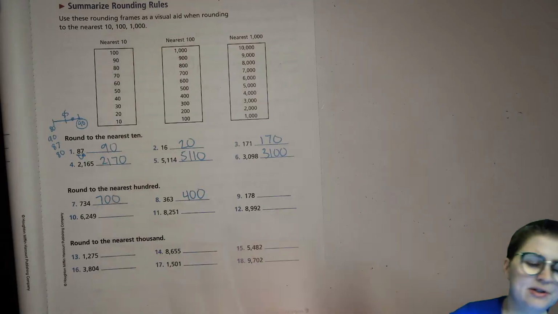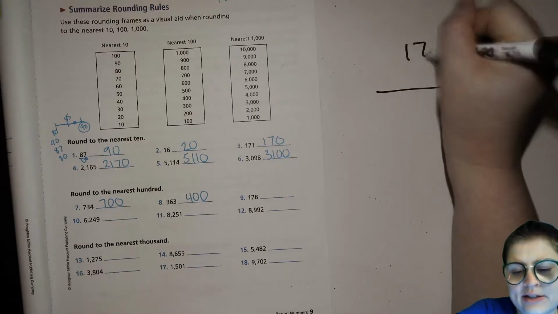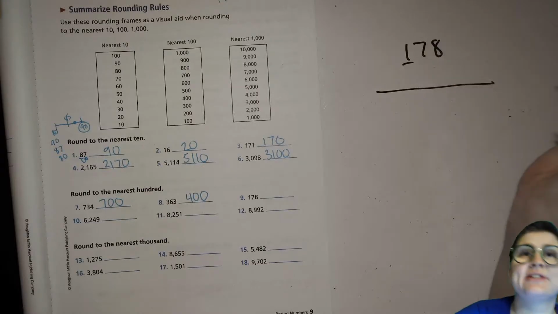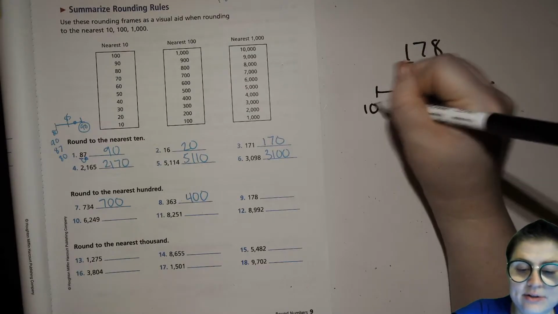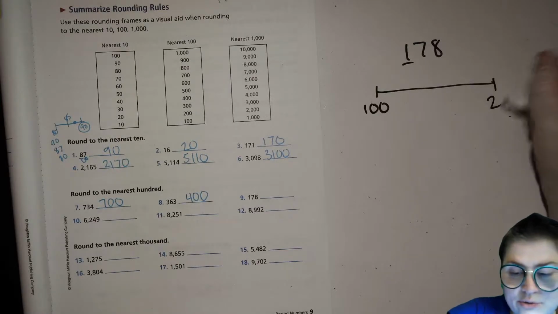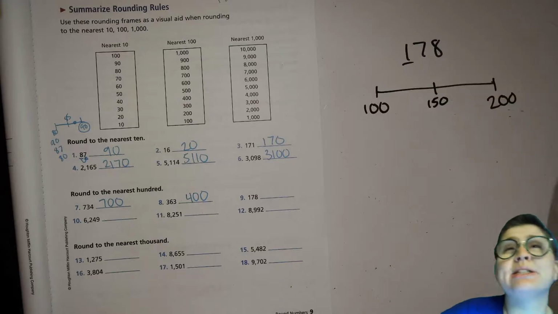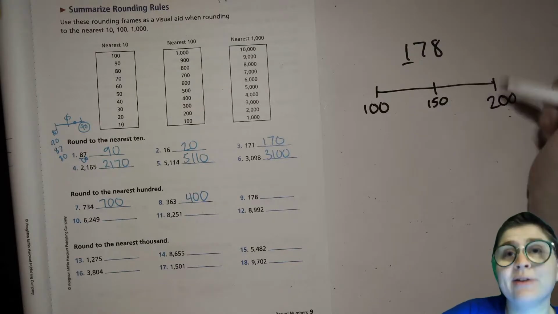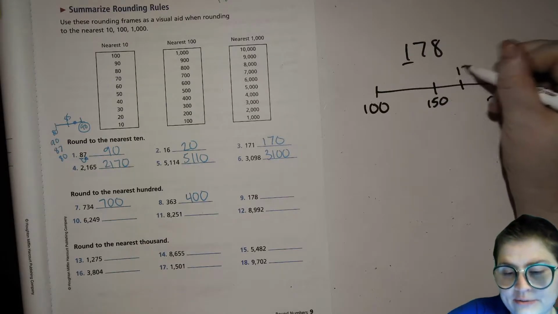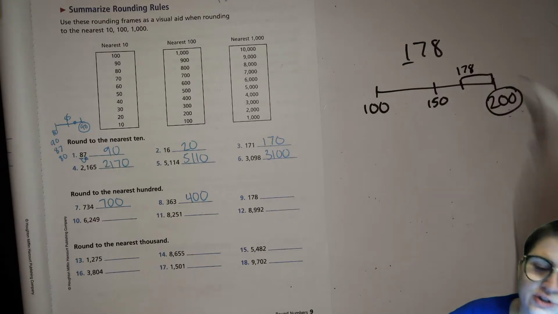Hopefully you're feeling pretty good about this. Next one, 178. What hundred is it currently at? It's at 100. What would be the next big 100? 200. Halfway in between, 150. Where's 178? Bigger than 150, right? It's right over here. Ish. Which makes us closer to 200.